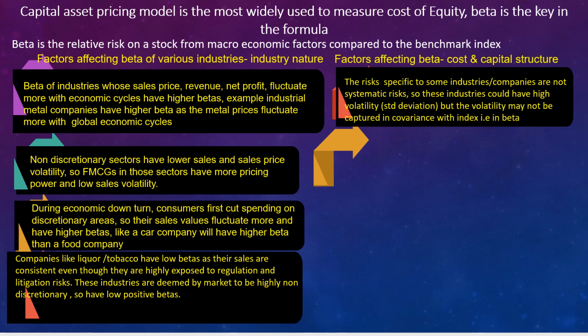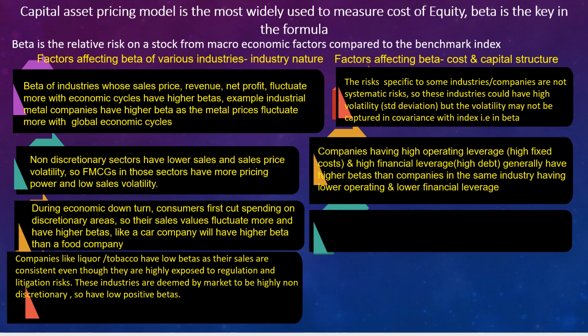Factors affecting beta, cost of capital and capital structure. The risks specific to some industries or companies are not systematic risks. So these industries could have high volatility, but the volatility may not be captured in the covariance with the index, that is, in the beta.